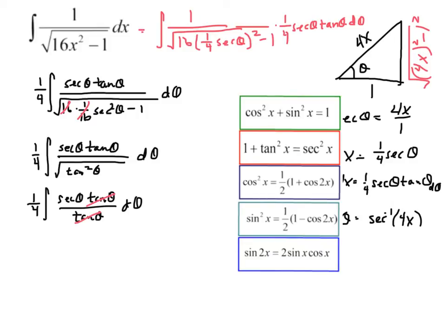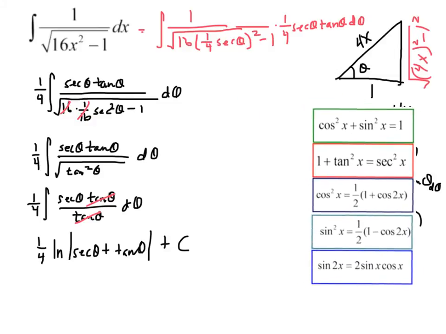Now this is not an integral that you need to memorize. It is one you've seen before. You saw it in Calc 1. But as I said, you don't need to memorize it. So I'm going to tell you what it is. The antiderivative of secant is the natural log of secant theta plus tangent theta. It's something that you needed substitution to solve. Okay, and of course we have the 1/4 out front.